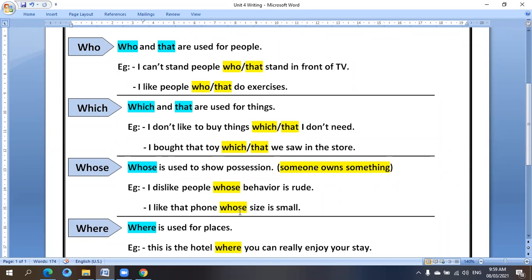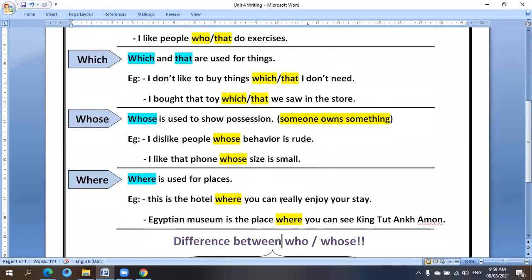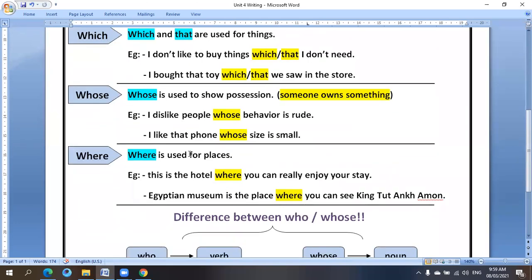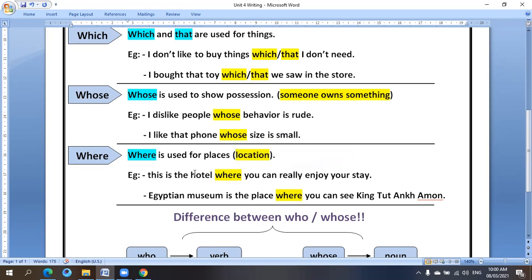Okay, so now let's move to where. Where is used for places. Let's put this word in brackets: location. When we are talking about a location, when we are talking about the place as a location.